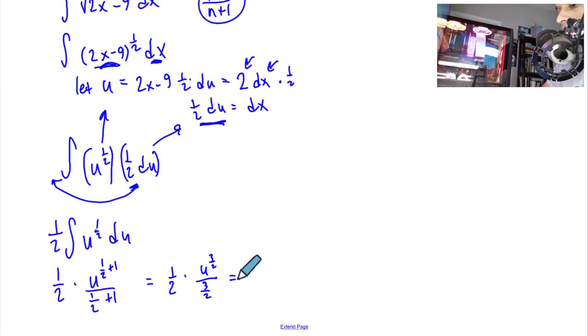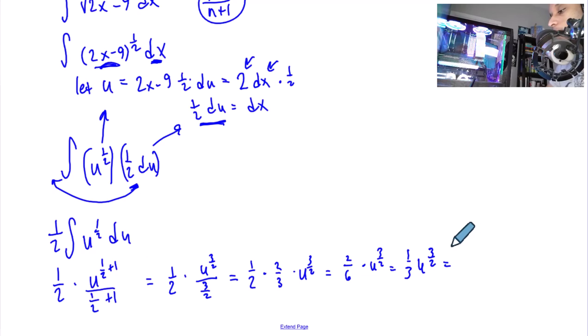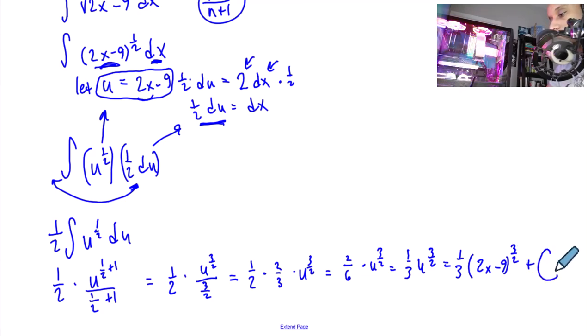So remember, if we have a fraction on the bottom, we can just take the reciprocal and put it on the outside. So it's 1/2 times 2 over 3 times u to the 3/2 equals, keep going, we have 2 over 6 times u to the 3 over 2. It's going to give us 1/3 times u to the 3 over 2. And then substitute u back in. So we have 1/3, and our u was this up here. And we'll say, okay, now we have 2x minus 9 to the 3/2. But remember, it's indefinite. So plus big C. And that's our answer.